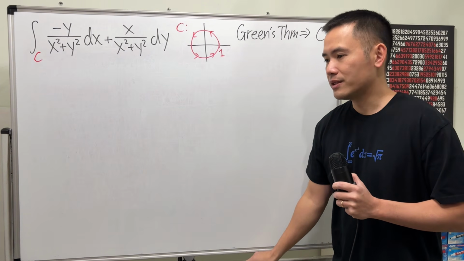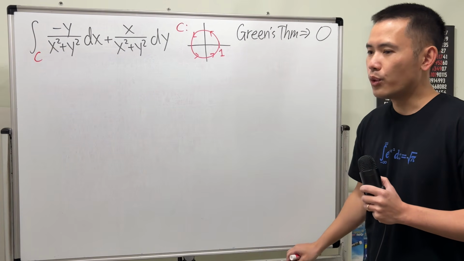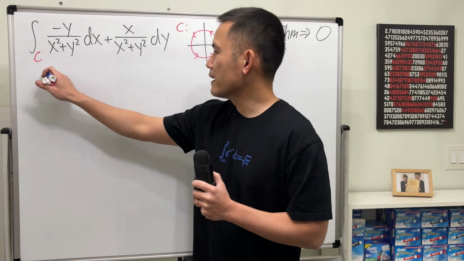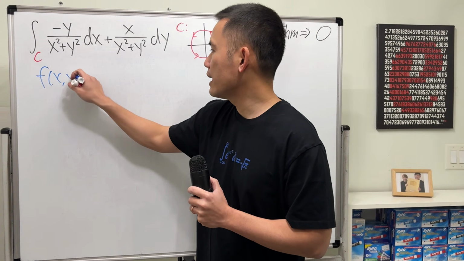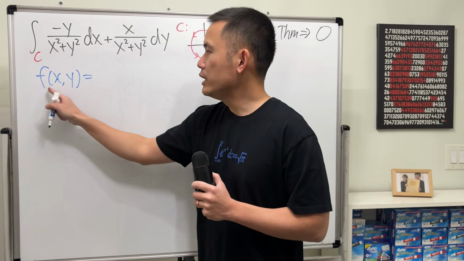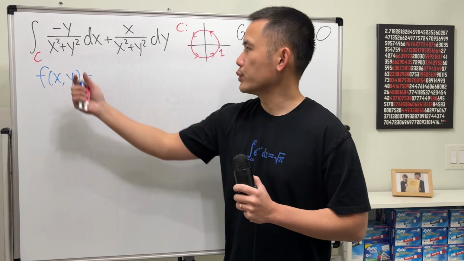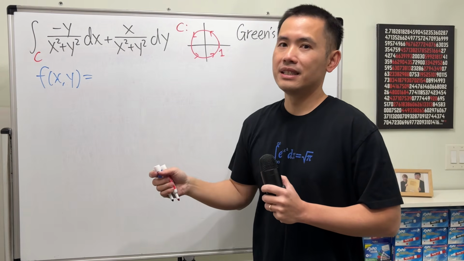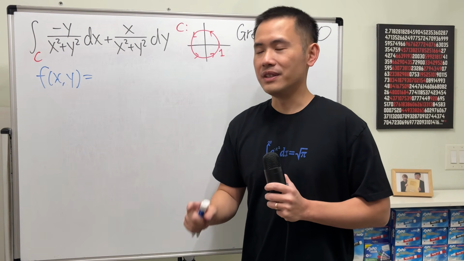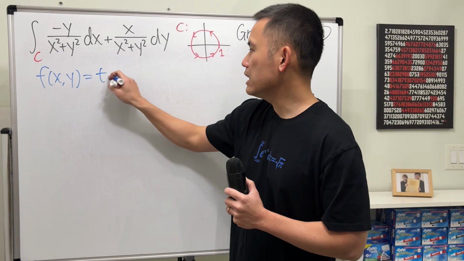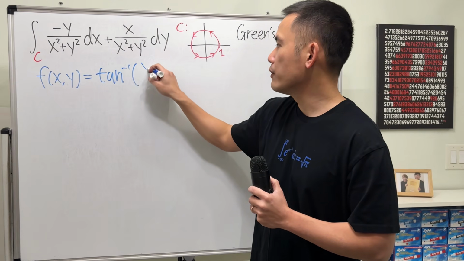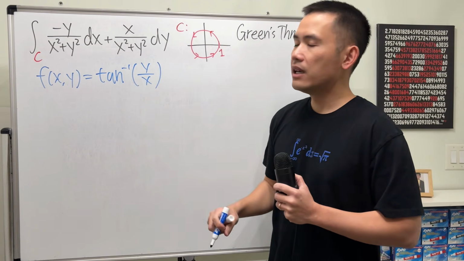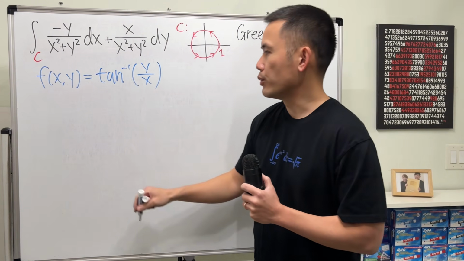So earlier we saw that the partial derivatives are equal, so in fact we can actually find a function f of xy such that if we differentiate this with respect to x, we get this. If we differentiate this with respect to y, we get that. Just to save time for this video, I will tell you the function is inverse tangent of y over x. And I'm going to verify with you guys right here real quick.